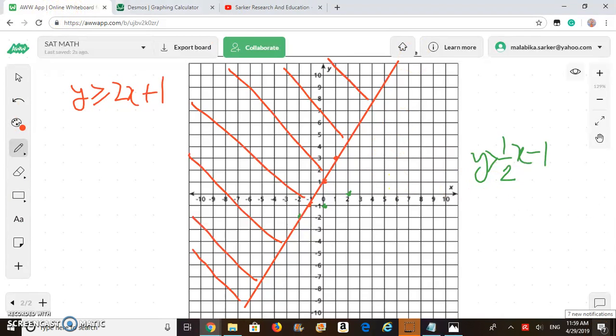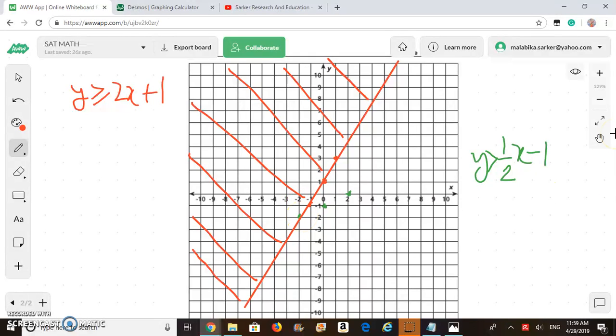Now let us go to the other inequality, which is in green. I have written y greater than half x minus 1. Since this is only a greater than sign, it will be a dotted line. Now the y-intercept is negative 1. So this is the point (0, -1), and the slope is half, so rise over run is half. So for 2 run there is 1 rise, and here for 2 run there is 1 rise.